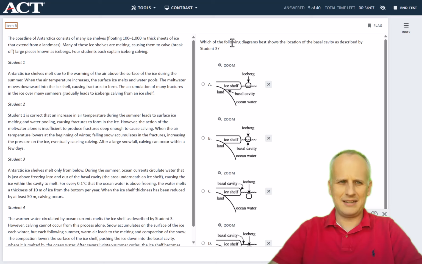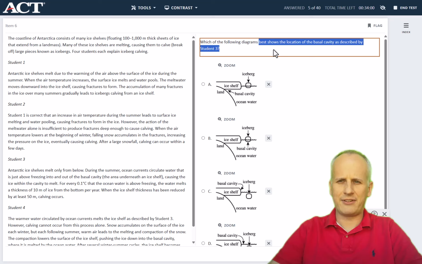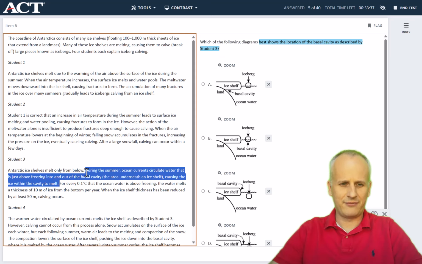So we read this next question. It says, which of the following diagrams best shows the location of the basal cavity as described by student 3? So I'm going to go straight to student 3, and we're going to focus on this idea of the basal cavity. Antarctic ice shelves melt only from below. During the summer, ocean currents circulate water that is just above freezing into and out of the basal cavity, the area underneath an ice shelf, causing the ice within the cavity to melt. Okay, so we might already have the information that's necessary.